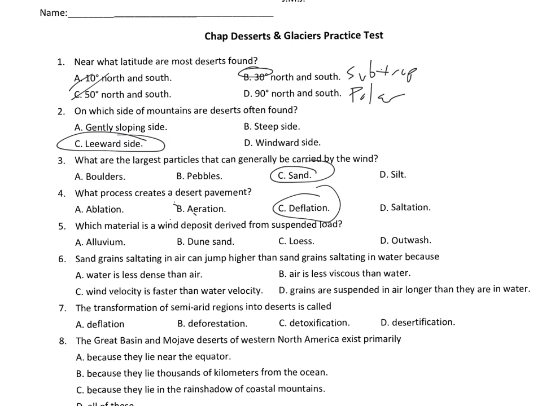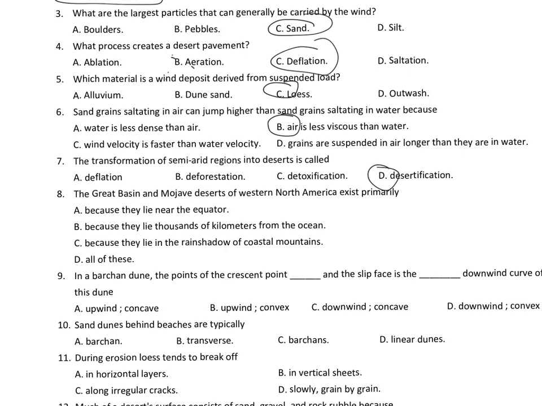Sand grains saltating in the air jump higher than sand grains saltating in water. This was actually a quiz question, and we said that's because water is going to have that resistance, that viscosity. So B, air is less viscous than water, right? Remember, that's like trying to throw an object in the pool or trying to throw something through the air. It's a whole lot easier through the air. All right. Transformation of semi-arid regions into deserts is called desertification. And as you can see, pause is a beautiful thing. So there are your answers.